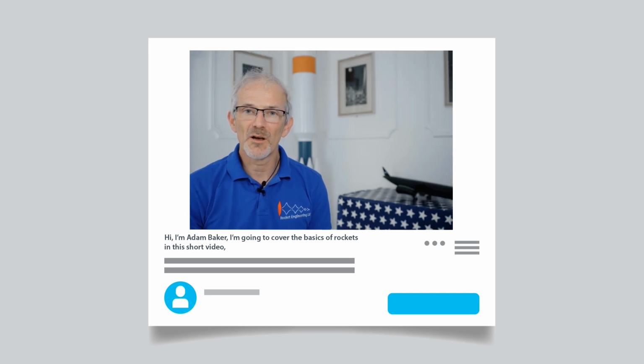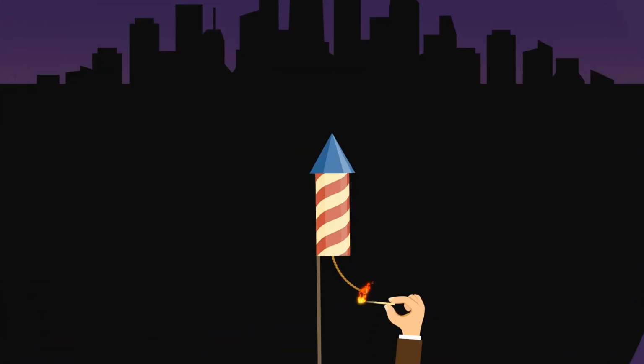And I'll finish up by covering some of the key other things that a rocket has to do in order to put its satellites into space safely and efficiently. And I'll remind you what the key parts of a rocket are.